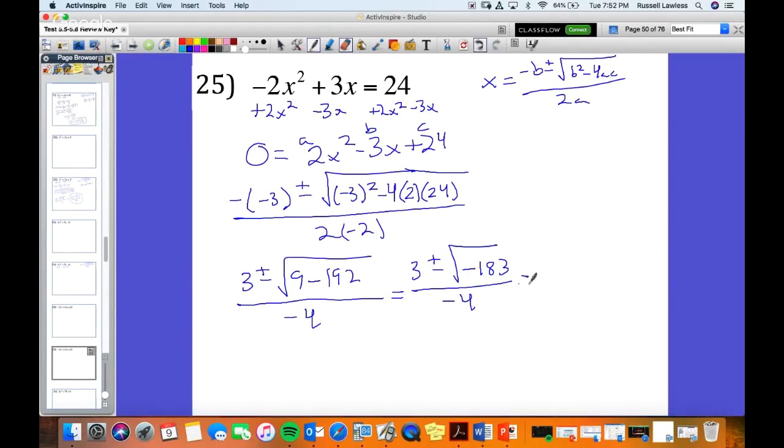And here's the neat thing. The square root of negative 183 does not simplify except for the negative value. Remember, if you ever have a negative in there, you got to find that value. And so that was essentially solving through the quadratic formula.